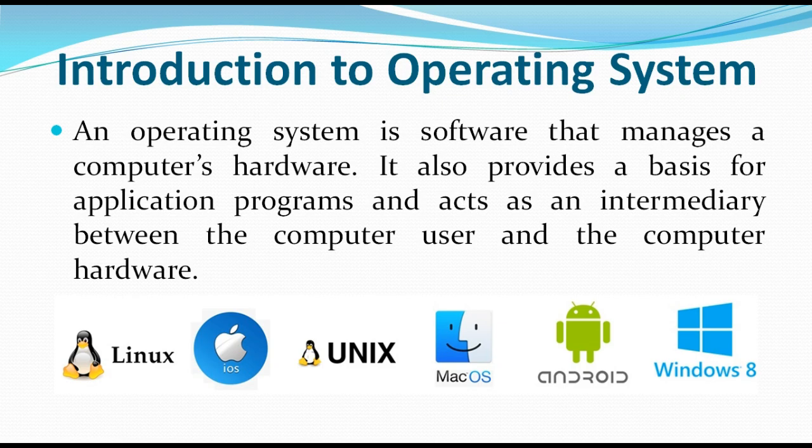If user wants to access any of the computer hardware, with the help of operating system only the user can access the computer hardwares. So this OS acts like an intermediary software between the user and the computer hardware, so that user can interact with the hardwares of computer. So it also provides the basis for application program. So what is the meaning of this basis for application program? All the application softwares are loaded over the operating systems. We will understand that in next slide.